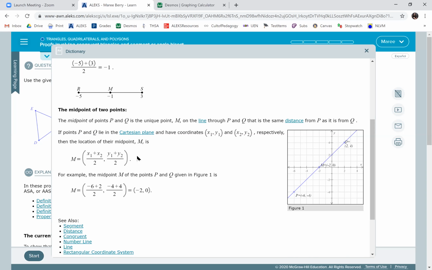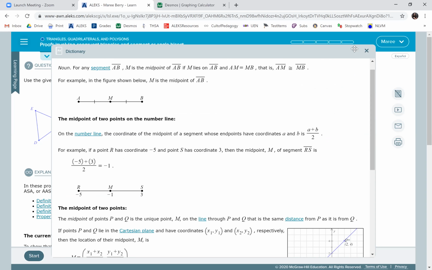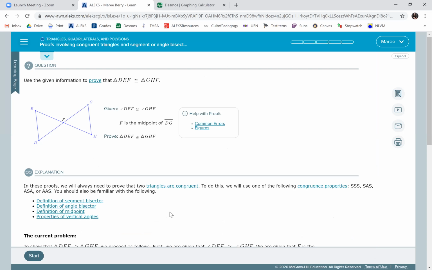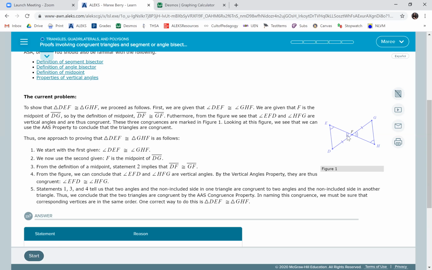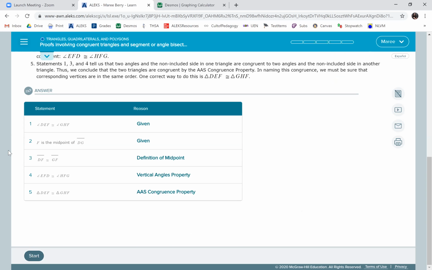When you want to find the midpoint of 2 points, you can add each coordinate and divide them both by 2 to get the midpoint of those coordinates. And then vertical angles, just like these right here, EFD and HFG, those are called vertical angles, and those will be congruent. So it looks like we're going to probably use some of those too. So let's go on to the first example.